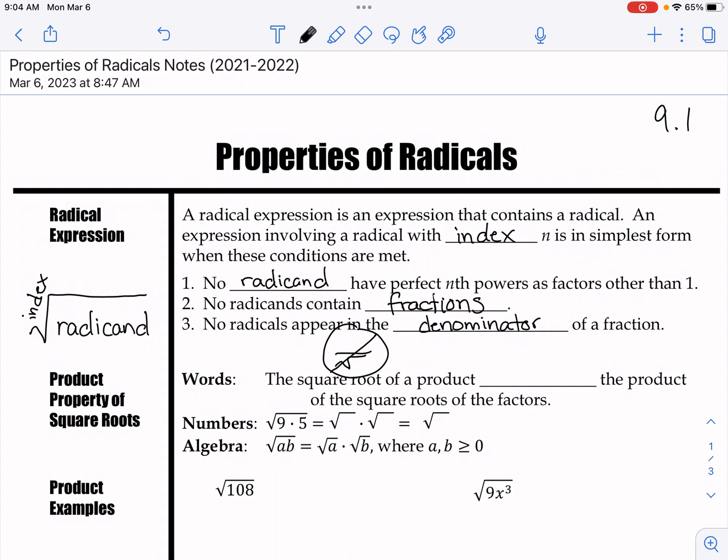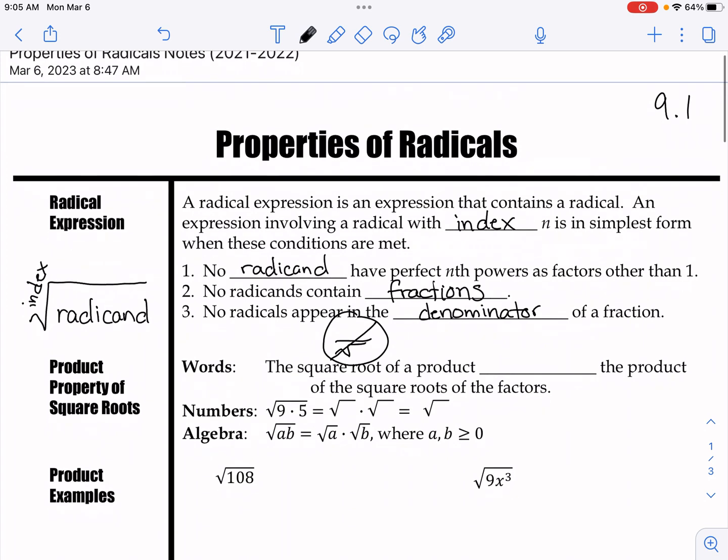All right, next part. Product property of square roots. The product means you're multiplying two square roots. Well, what's the property with that? We have it detailed in three different ways: words, numbers, and algebraic expression. So in words, the square root of a product equals the product of the square roots of the factors.